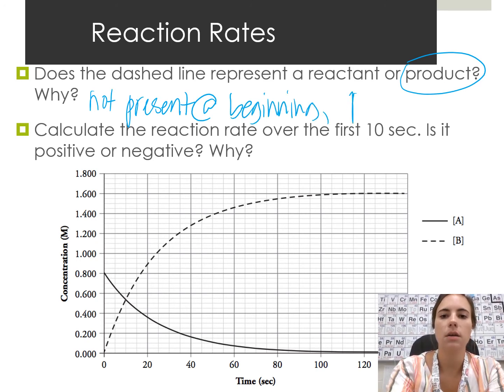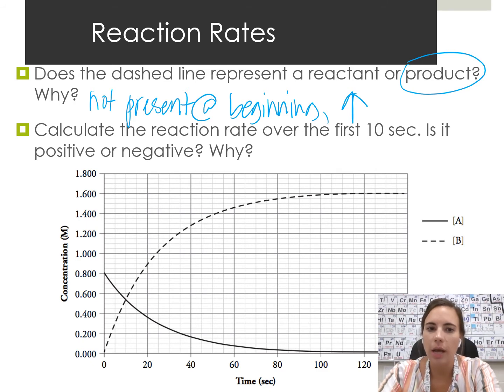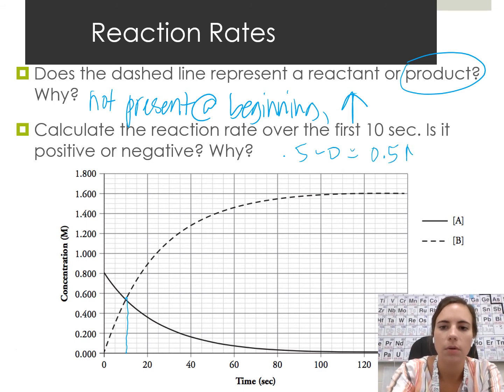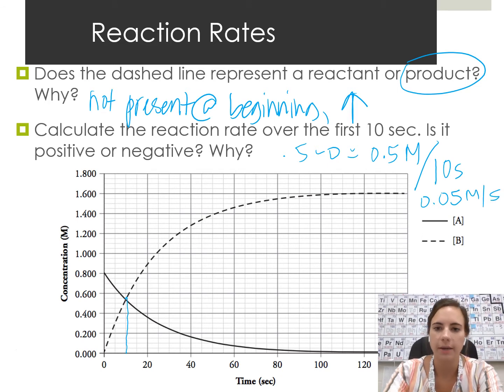And it is increasing in concentration. So now I'm going to calculate the reaction rate over the first 10 seconds. So I went from 0 to about 0.5. So about 0.5. So my final is 0.5 minus 0 equals 0.5. And now to get the rate, I'm going to divide that by 10 seconds, and I get 0.05 molarity per second. All right?